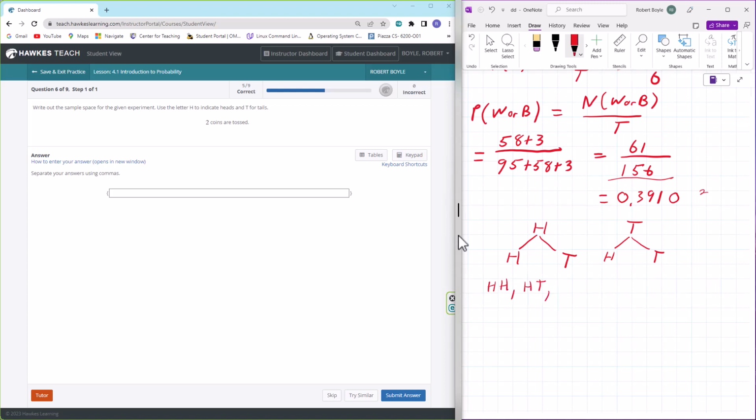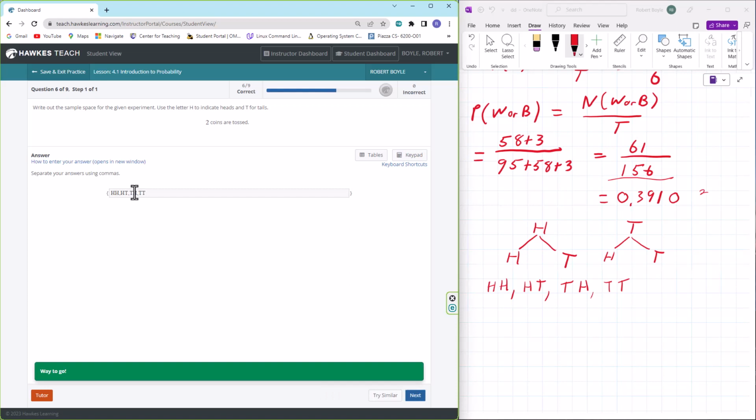The third one is tails, heads. And the fourth one is tails, tails. And that is exactly what you want to put in here. Notice here we want to separate our answers using commas. So it's going to be HH, comma, HT, comma, TH, comma, TT. No comma. And that's your answer.